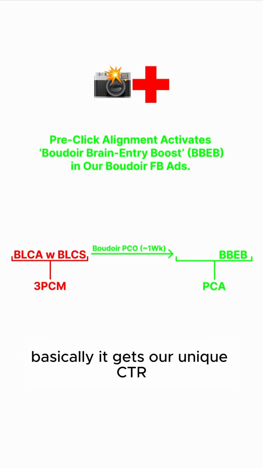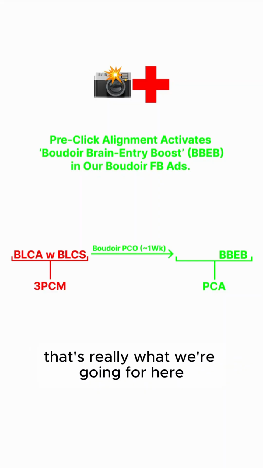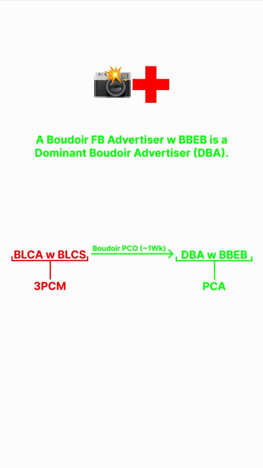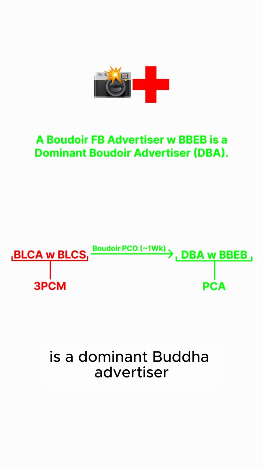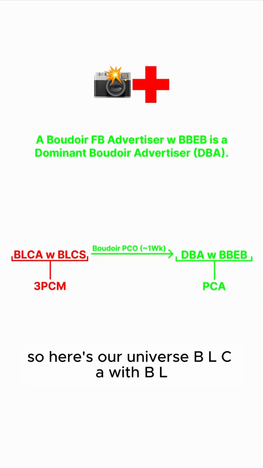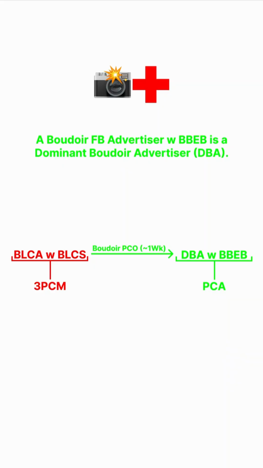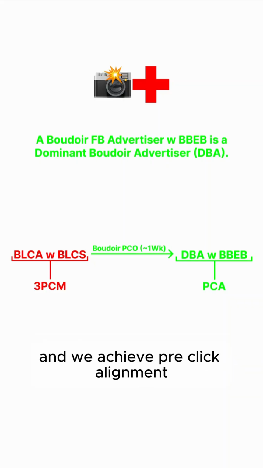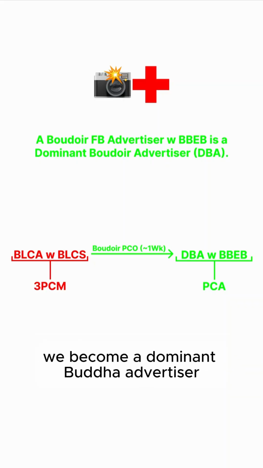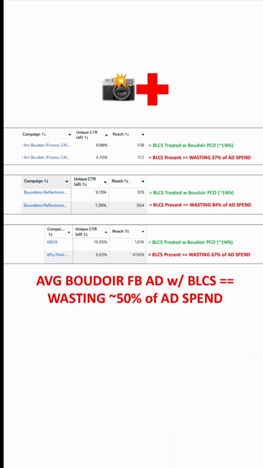And pre-click alignment activates Boudoir Brain Entry Boost, BBEB, in our Boudoir Facebook ads. Basically, our unique CTR is now above 6%. That's really what we're going for here. And a Boudoir Facebook advertiser with Boudoir Brain Entry Boost is a dominant Boudoir advertiser. So here's our universe. BLCA with BLCS is caused by the 3 pre-click mistakes. Simple enough, treated with Boudoir Pico takes about a week, and we achieve pre-click alignment. We become a dominant Boudoir advertiser, and we have Boudoir Brain Entry Boost with our Boudoir Facebook ads.